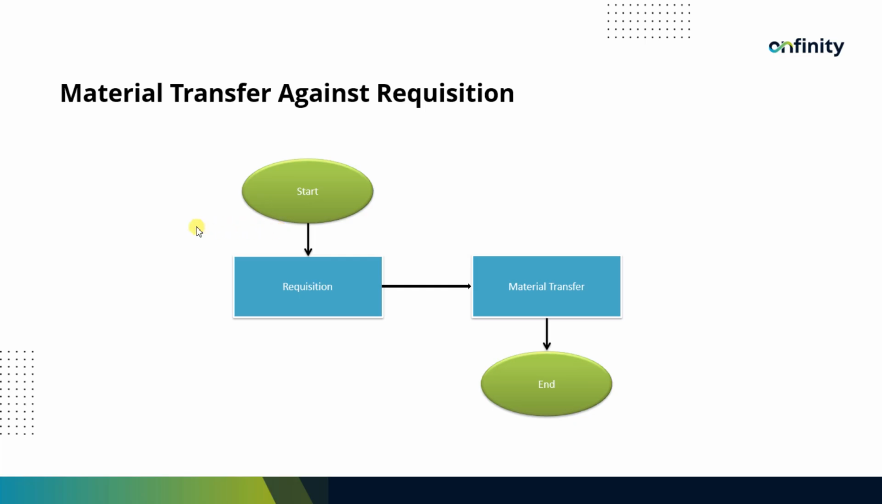Here we have a process flow for the material transfer against requisition. It is a simplified process flow. The process starts with a requisition followed by a material transfer, and in the last, after completing the material transfer, our inventory gets updated. This ensures that the requested items are moved efficiently and accurately.